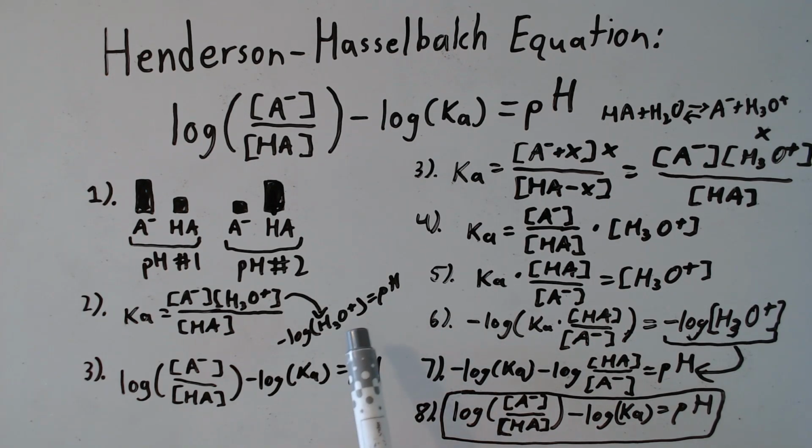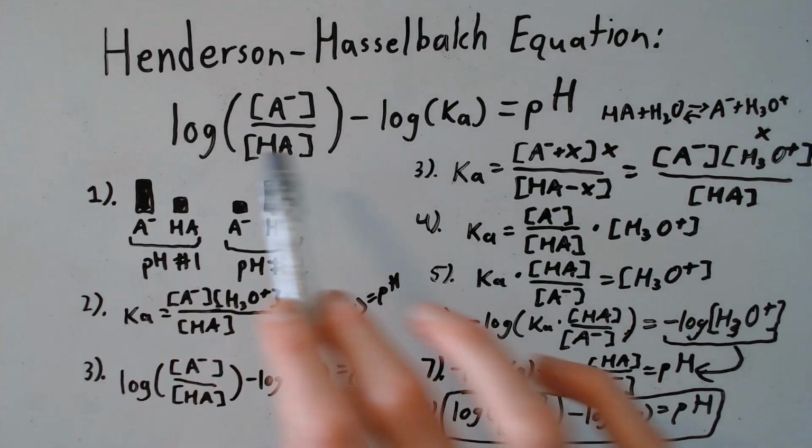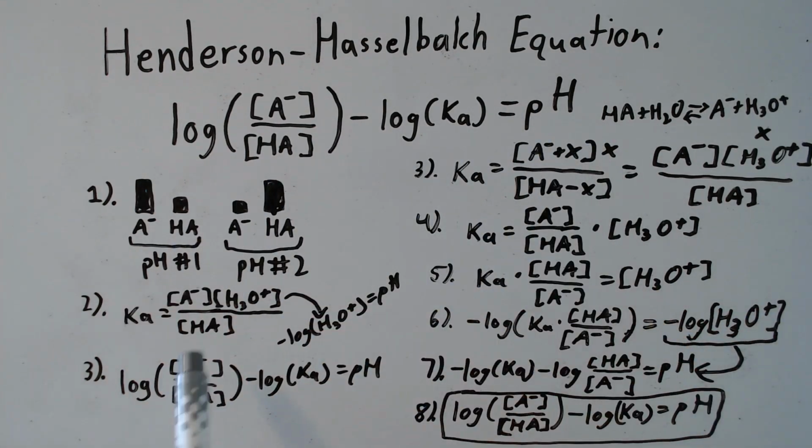But wouldn't it be nicer if we could just get the pH automatically, without first finding the H3O+ concentration and then having to plug it into the negative log equation to find the pH? That's like two steps right there. Wouldn't it be nicer to just have a one-step equation? Well, that is exactly what our Henderson-Hasselbalch equation does. It combines these two steps into one equation.